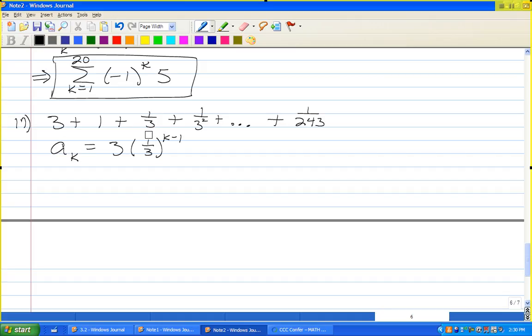So now the only thing is I have to figure out, well, in this case, what is 1 over 243? What is the value k so that this formula here gives you 1 over 243? Well, let's plug in and let's see.